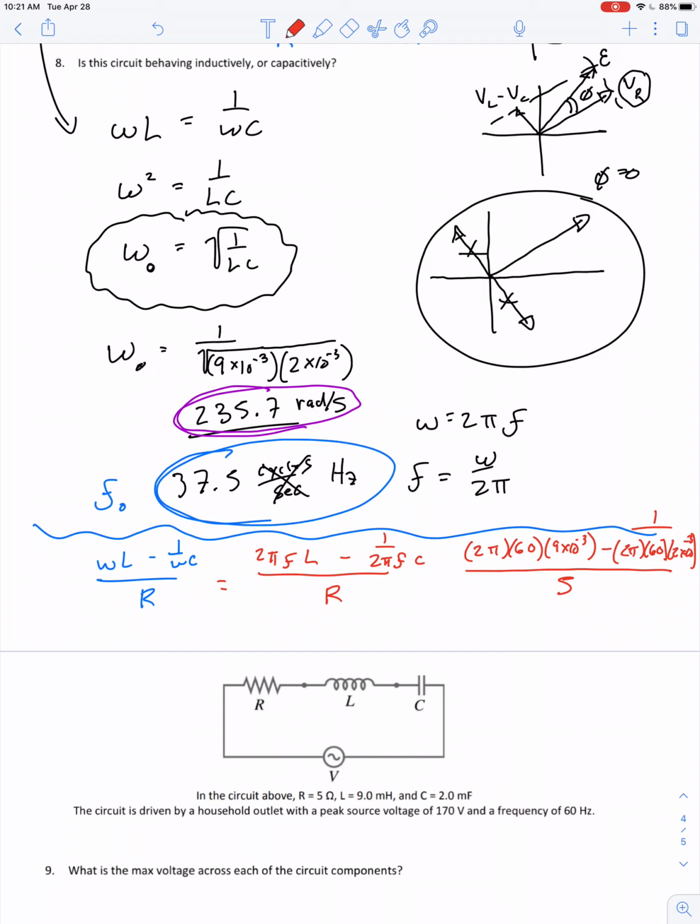Okay, this comes out to something minus 1.326. There, I'll keep a lot of sig figs in the work. This is 3.393 divided by 5.